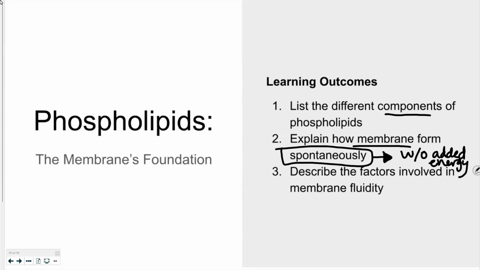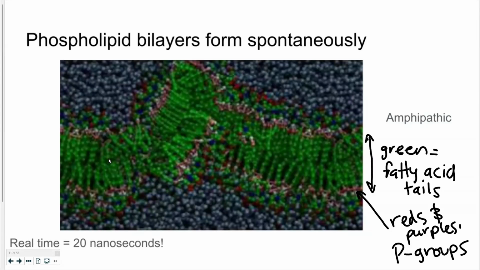Okay, so we'll do that. And then we'll talk about what things determine how fluid a membrane might be and just how squishy our membranes can be. So this is a computer model based on real data that's slowed down. We're going to watch this video. I think it's about a minute long. But in real time, this would take 20 nanoseconds.